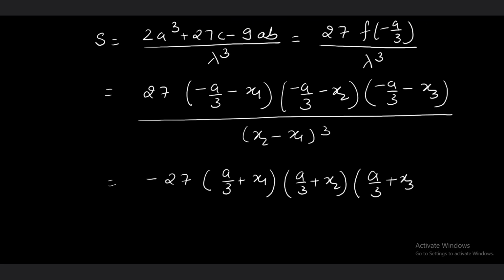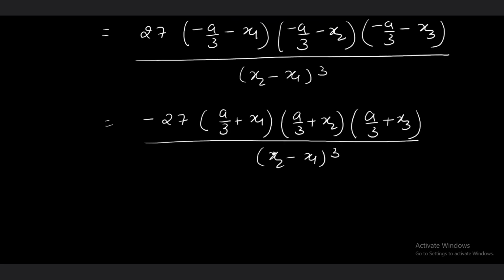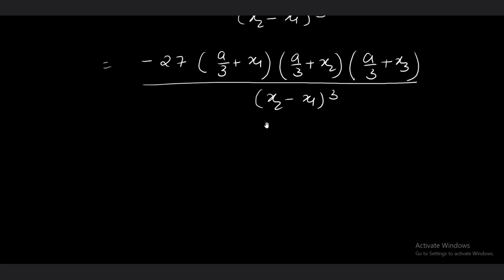a by 3 plus x3 third factor. Denominator is lambda cube, which I have written in this form. ठीक है? अब मैं क्या करूंगी, अब इस क्वेश्चन को हैंडल करने के लिए, to make it little easier, I am going to use a new substitution. न्यू वेरिएबल को इंट्रोड्यूस करते हैं.